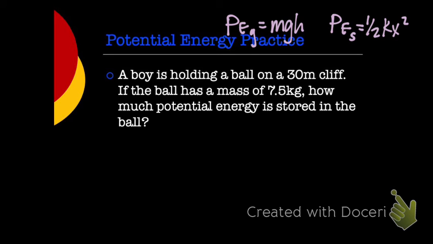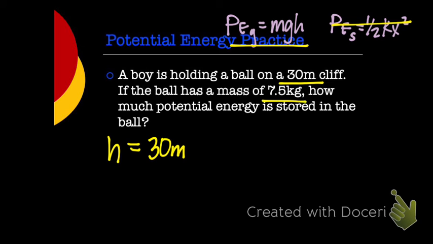It says, a boy is holding a ball on a 30-meter cliff. If the ball has a mass of 7.5 kilograms, how much potential energy is stored in the ball? So does it have anything to do with springs? No, so we're looking at the potential energy of gravity. So we're going to use that equation. It tells us that we have a 30-meter cliff. What variable does that represent? Height. Good. So my h is going to be 30 meters. It says the ball has a mass of 7.5 kilograms, which has to be m.